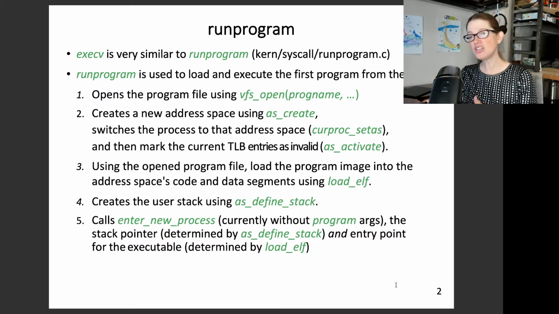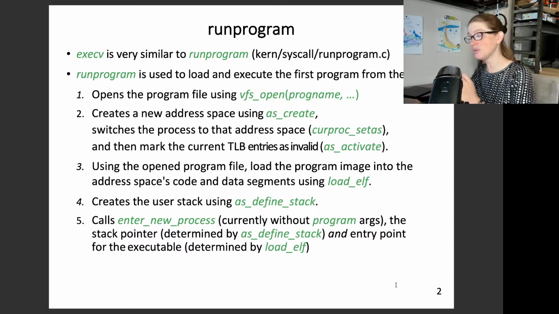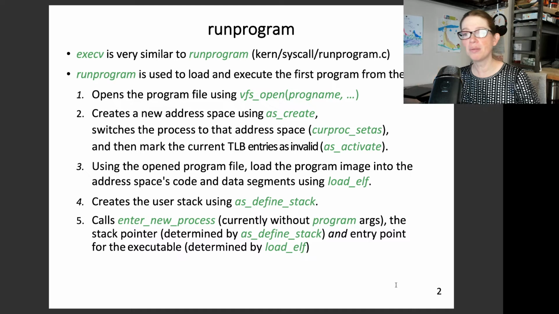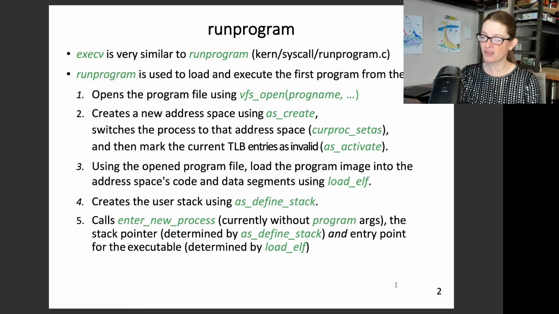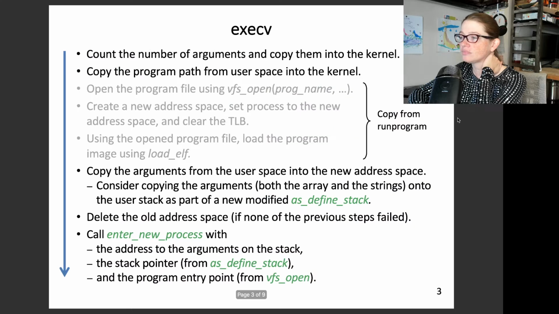So my recommendation is when you're implementing sys execv, open up run program, copy the contents of run program, and paste them into execv. There's your basic implementation. Now you're going to need to make some modifications, but not a lot. You're allowed to copy code from other parts of the OS. Now here in green, by the way, you'll see the names of all of the functions that we use, of course, to do all of these different tasks.